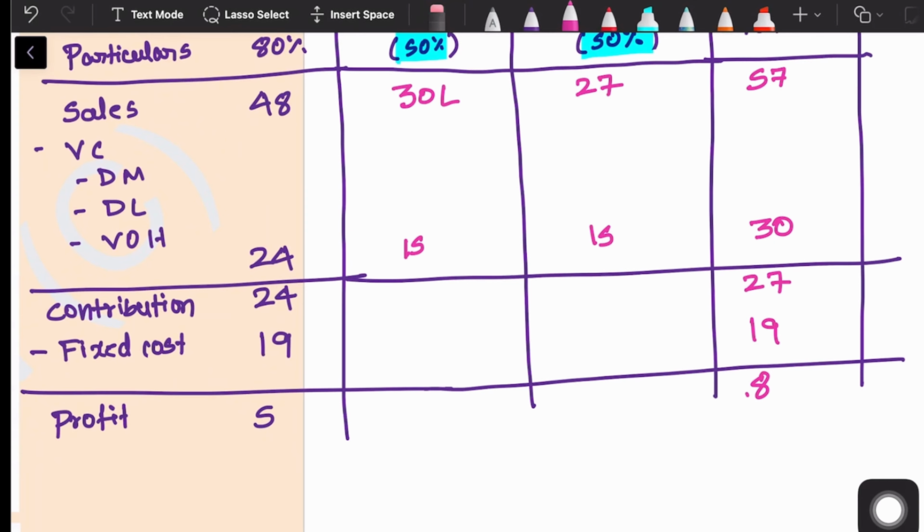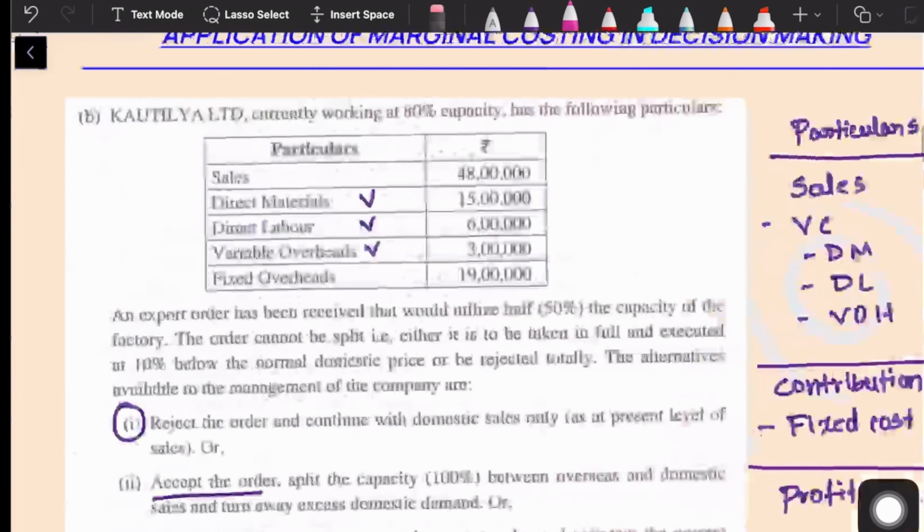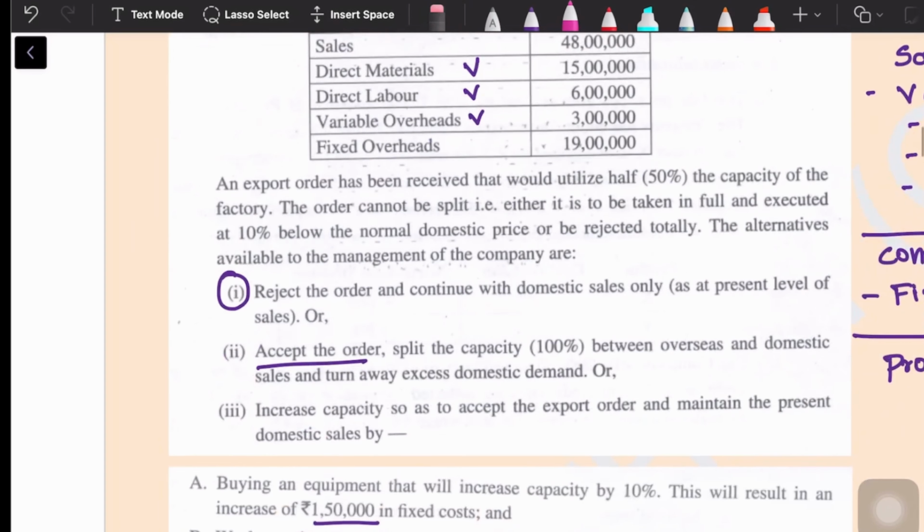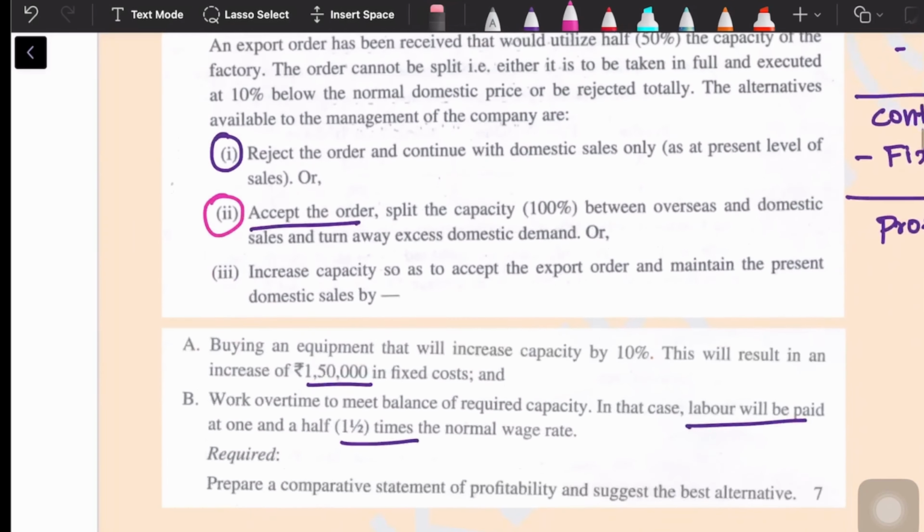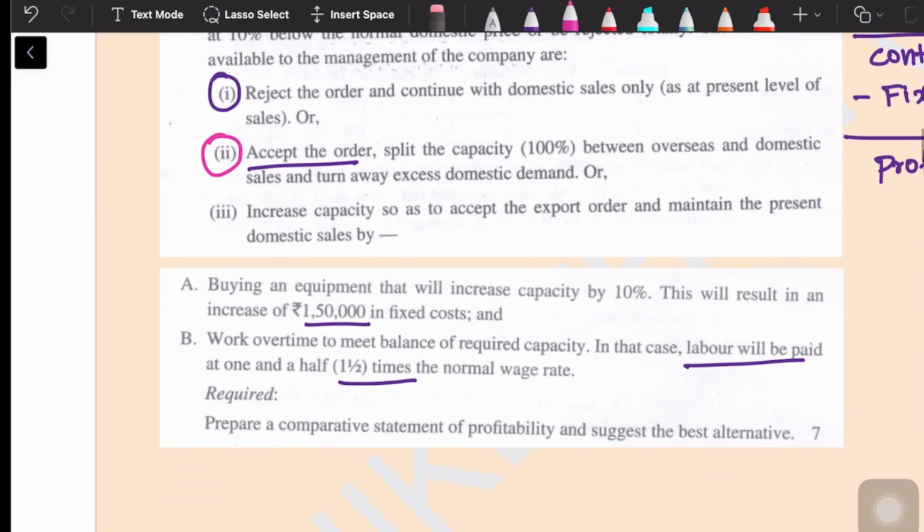8 lakh of profit. So this is my scenario 2. So second also I have completed. Now third one I have to do. In third one, there will also be a change in the fixed cost. Also there will be change in the labor cost. This I have to bring it in the format.